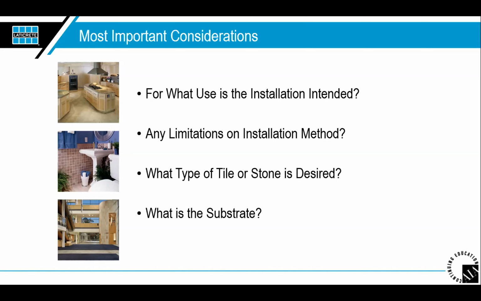So choosing the right tile and the proper installation materials depends on the following. How was the installation to be used? Are there any aspects of the overall project which might limit the choices or the installation methods, like thickness of the tile, for example, or space limitations? The type of tile and stone will determine which material methods are most appropriate.